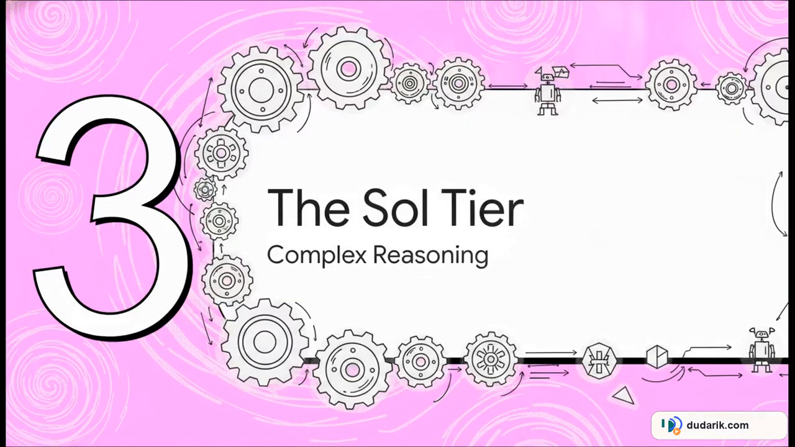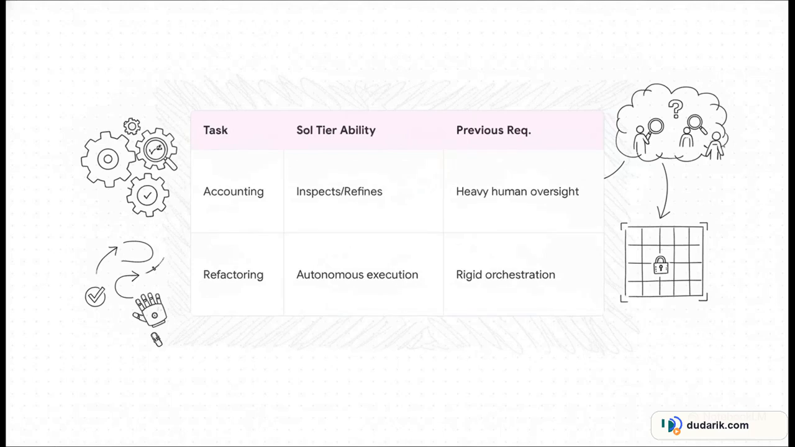Now, for those of you needing even more horsepower, OpenAI introduced a highly specialized tier targeted squarely at complex reasoning and autonomous sub-agent orchestration. The Sol tier officially graduates AI from being a mere drafting assistant into a true execution layer. Just look at the shift in capabilities here. For complex tasks like accounting, Sol inspects, refines, and delivers ready-to-use results. No more heavy human oversight required.